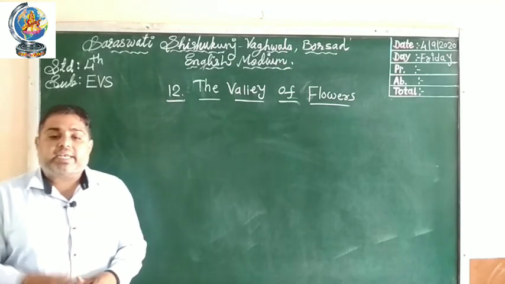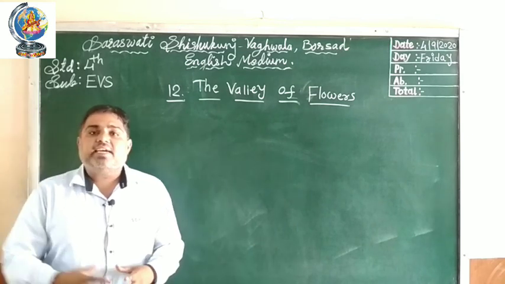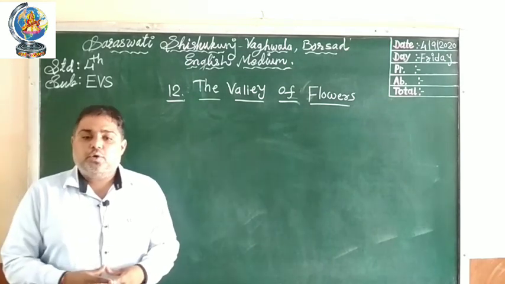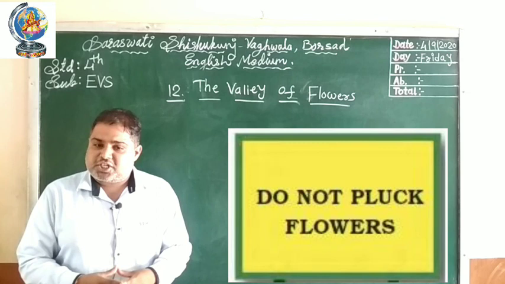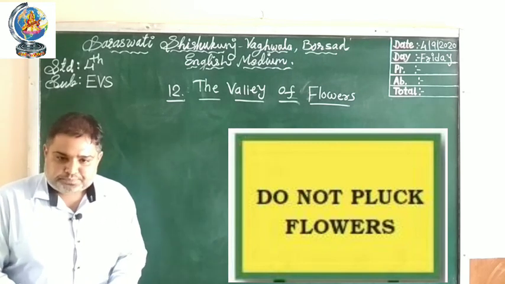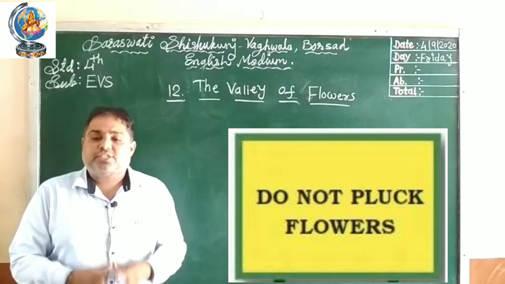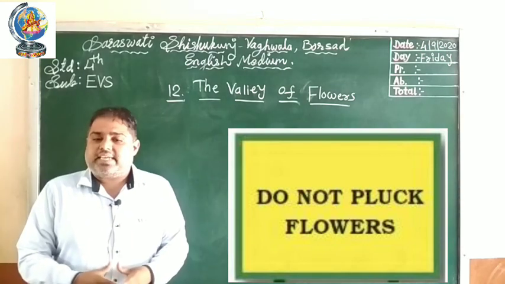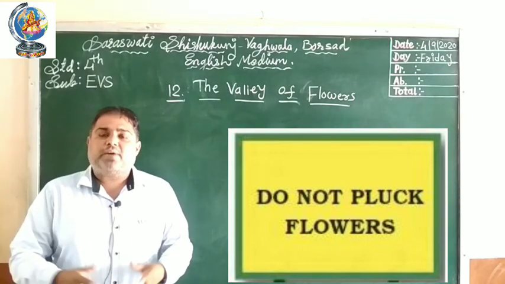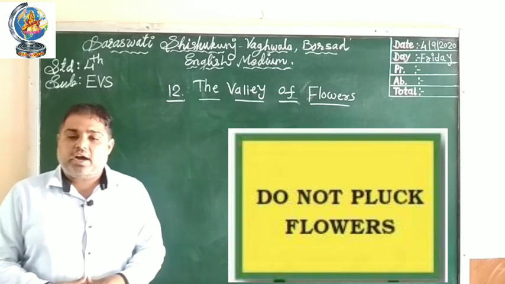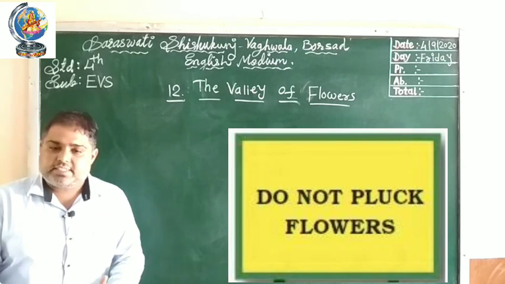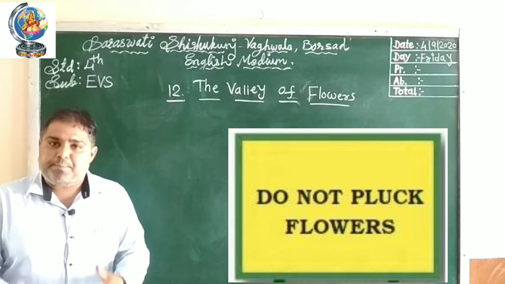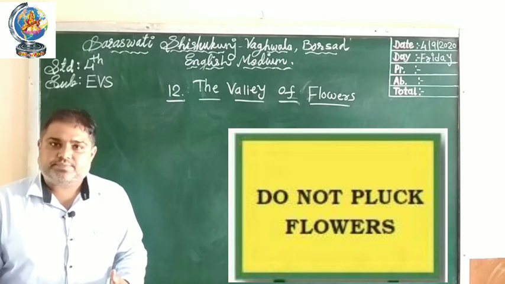Then the next point is about one instruction. Friends, do you see this type of instruction written anywhere? The instruction is: do not pluck flowers. So the answer is this type of instruction is written outside gardens, parks, temples, etc.